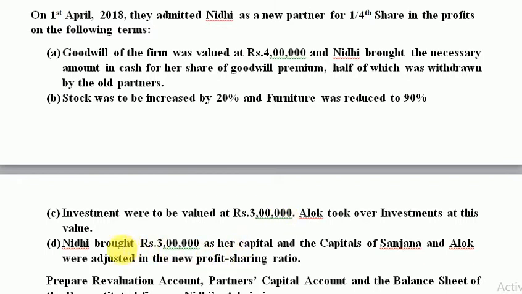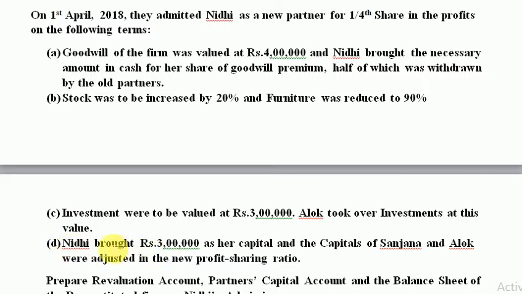Further, the adjustment says Nidhi brought rupees 3 lakh as her capital, and the capitals of Sanjana and Alok were adjusted in the new profit sharing ratio. So this adjustment number D is our new topic, capital adjustment by the first method, that is on the basis of the new partner's share and her capital.